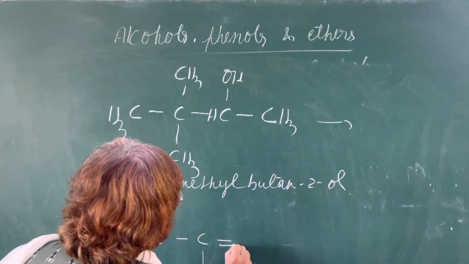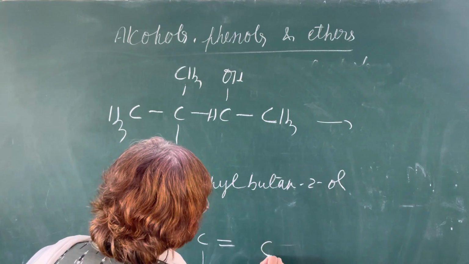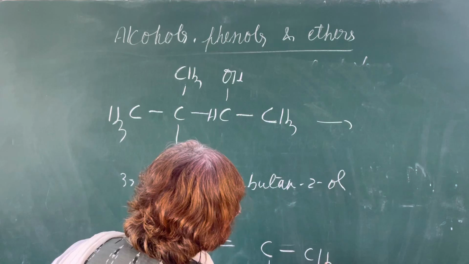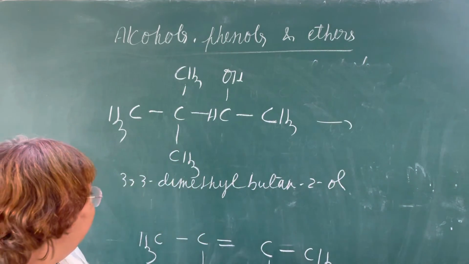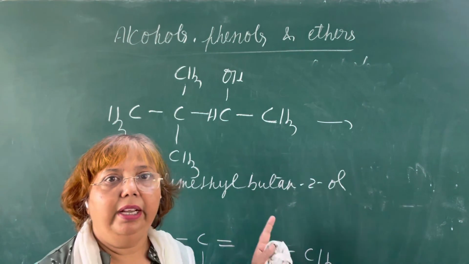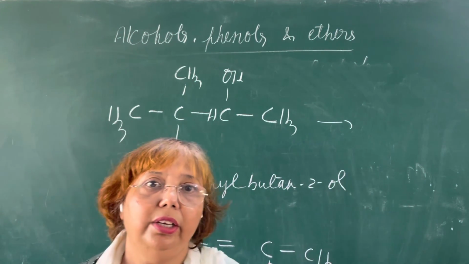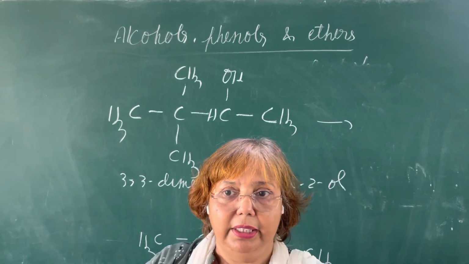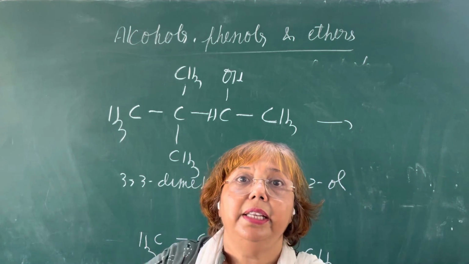CH3, double bond, CH3. That is 2,3-dimethyl-butene. Next day I will tell you how to predict, how to understand the mechanism of this.